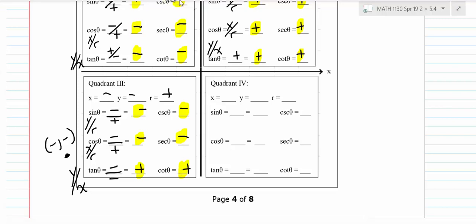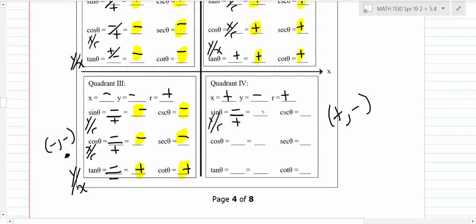And then if you move to quadrant 4, you have a positive x and a negative y, and r is always positive. So it's going to go like this. The sine's y over r, so that's negative over positive is negative. Cosecant's also negative. Cosine's x over r, so that would be positive over negative is negative. So the secant's negative. Whoops, that's wrong. The cosine is positive in quadrant 4 because r is positive. So we'd have positive over positive, like that.